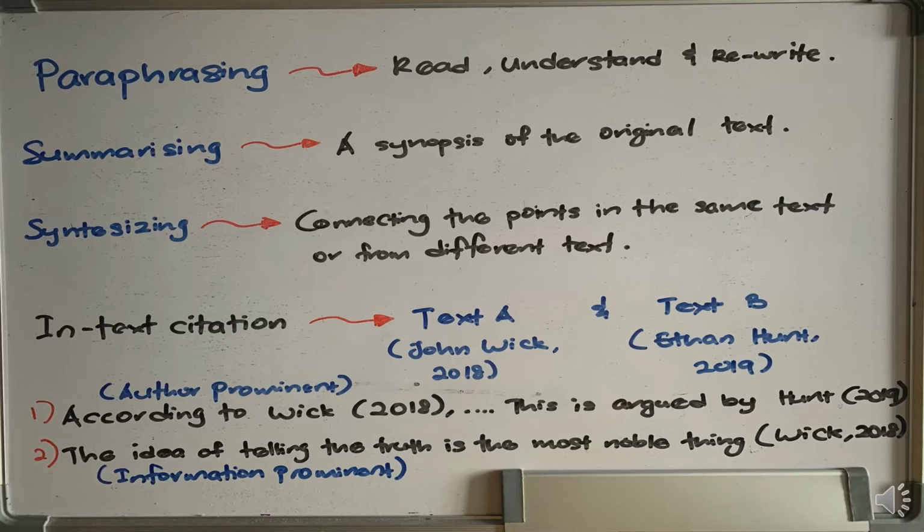Basically, when it comes to paraphrasing, you have to read, understand and rewrite the context that you are going to use in your writing. When you are summarizing, you are looking at the synopsis of the original text. Based on your reading, what you can summarize from the text, you are going to write it back in your writing. Whereas synthesizing is connecting the points in the same text or from different texts. I'm going to explain more about it later on.